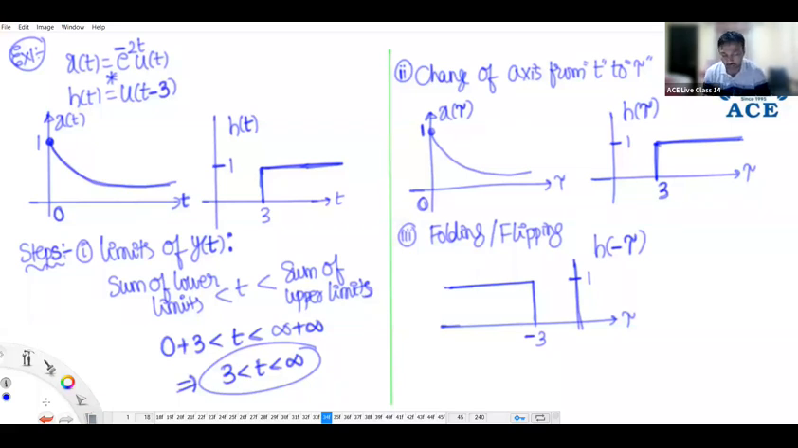After folding, the next step is what? Shifting. This folded signal must be shifted. From the folded signal to get the shifted signal, what we have to do is, to the existing limits, add the variable t. Existing limits are minus infinity to minus 3, just add t.